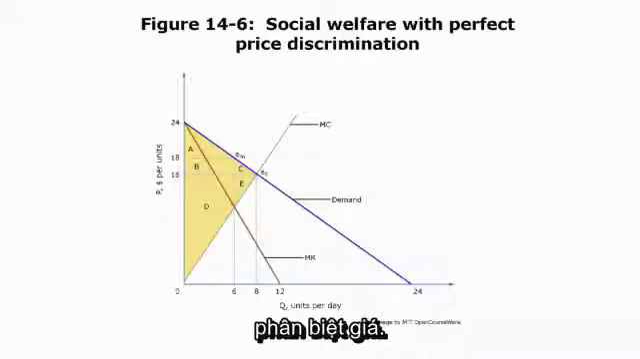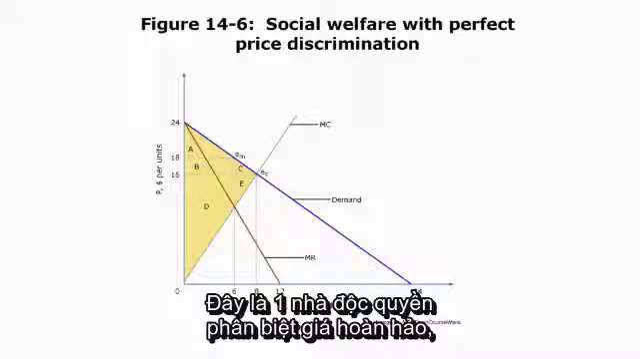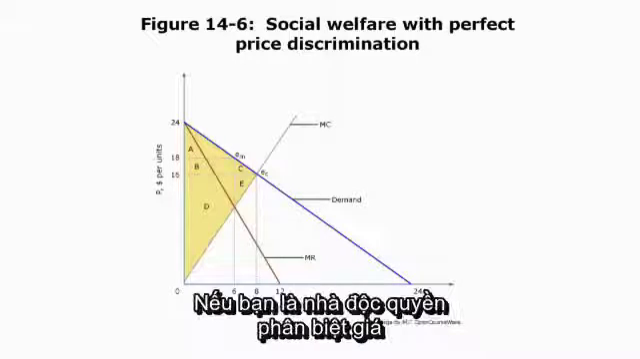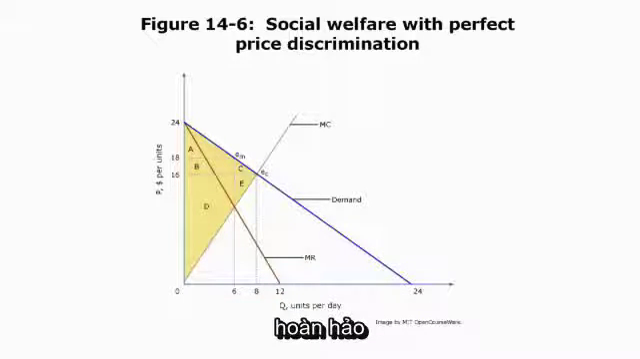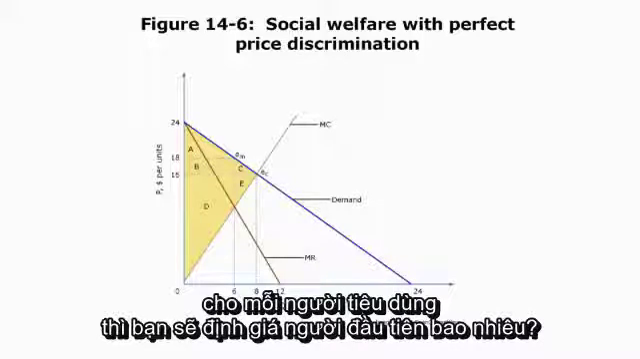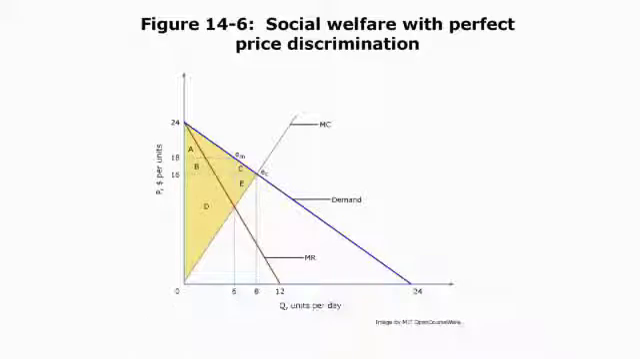Here's the price discriminating monopolist. This is a perfectly price discriminating monopolist, someone who can charge a different price to every single consumer. Well, if you were a perfectly price discriminating monopolist, and you could charge a different price to every consumer, what do you charge to the first consumer?